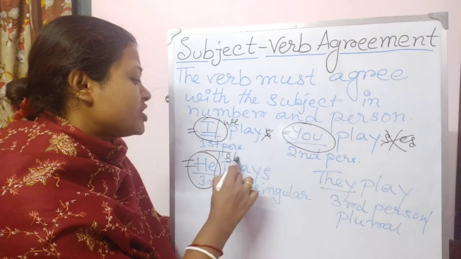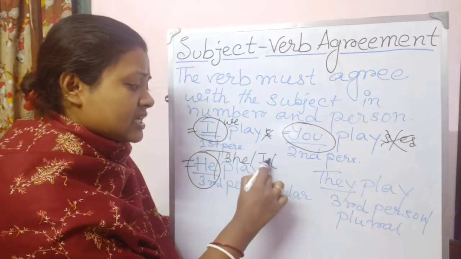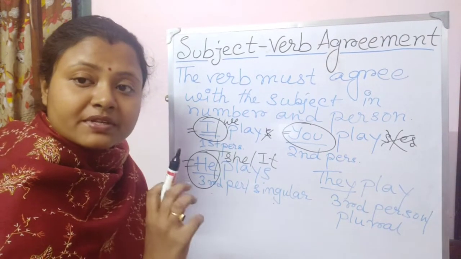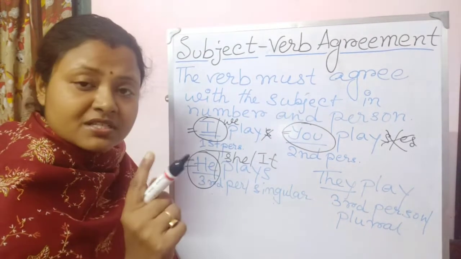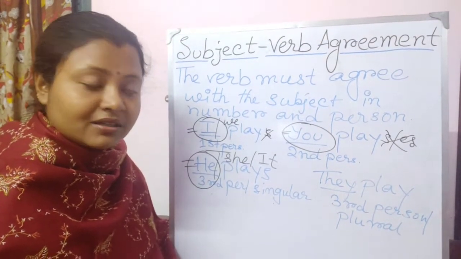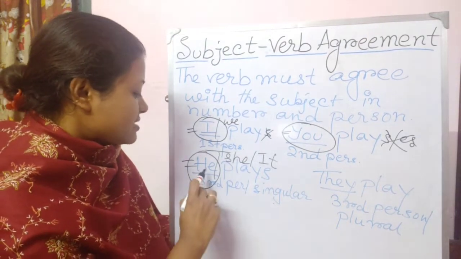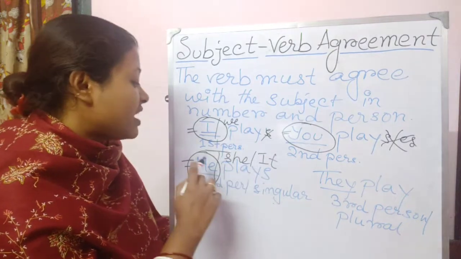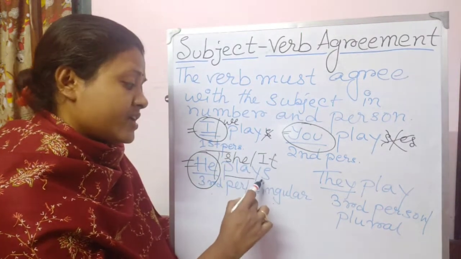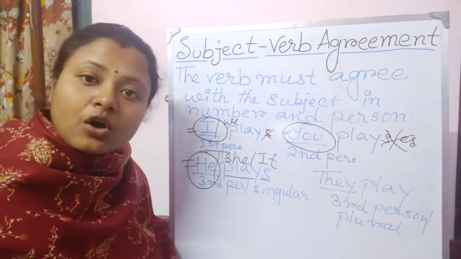He or she or it. I'm referring to only one person. Rina, Mina, any name you can take. Okay? But the person should be singular in number. So, he is the third person and singular number as well. So, that is why after the main verb, we have to add s or es.